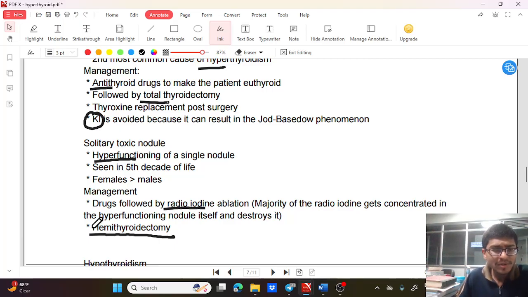So this was all about hyperthyroidism, some of the causes of hyperthyroidism and its management. Hope it will be useful for MBBS and NEET PG aspiring students.